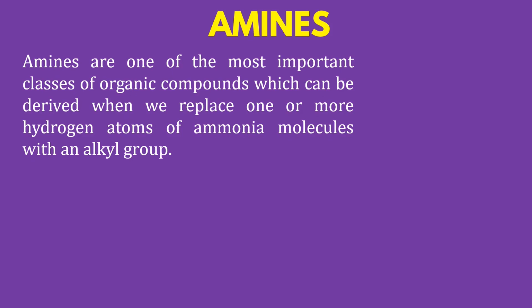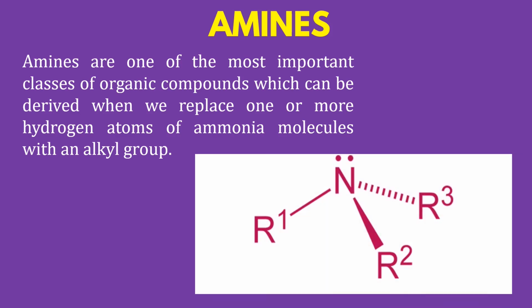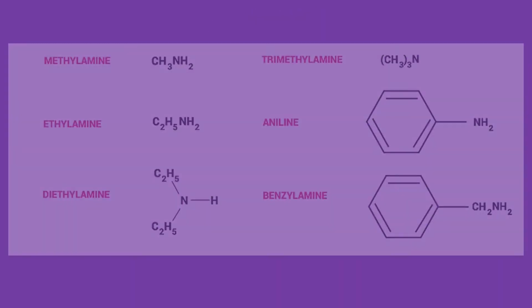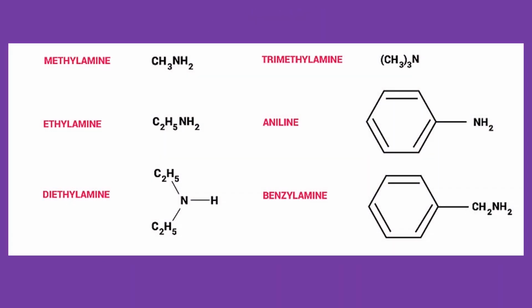Amines are one of the most important classes of organic compounds which can be derived when we replace one or more hydrogen atoms of ammonia molecules with an alkyl group. Simple linear amines are named by specifying the alkyl groups attached to the nitrogen atom and adding the ending amine.